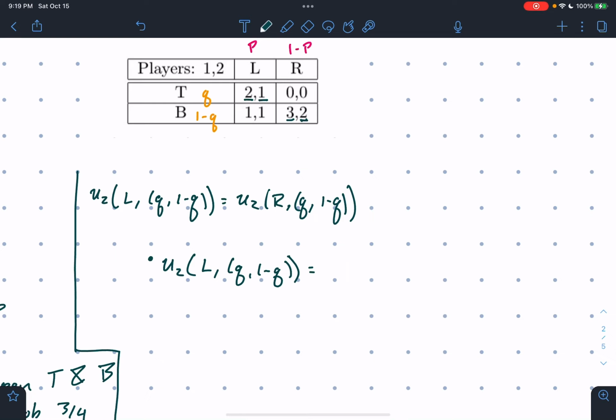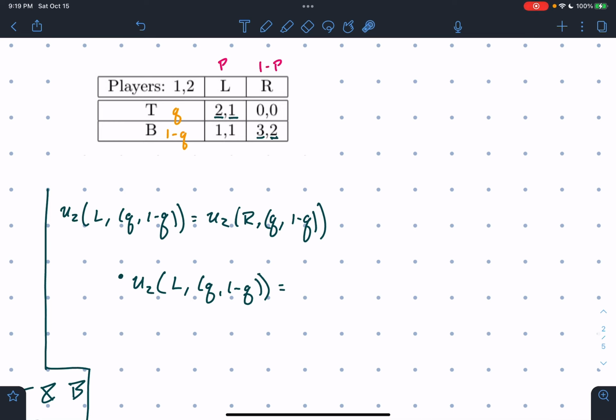So let's first compute the utility of player 2 from playing L, given mixed strategy Q, 1 minus Q, played by player 1. Here we see player 2 gets 1 when they play L and player 1 plays T. This occurs with probability Q, meaning they get Q times 1, plus, when player 2 is playing L and player 1 plays B with probability 1 minus Q, they get a payoff of 1, weighted by 1 minus Q. So it's 1 times 1 minus Q. We simplify this: it's just Q plus 1 minus Q, which is equal to 1.